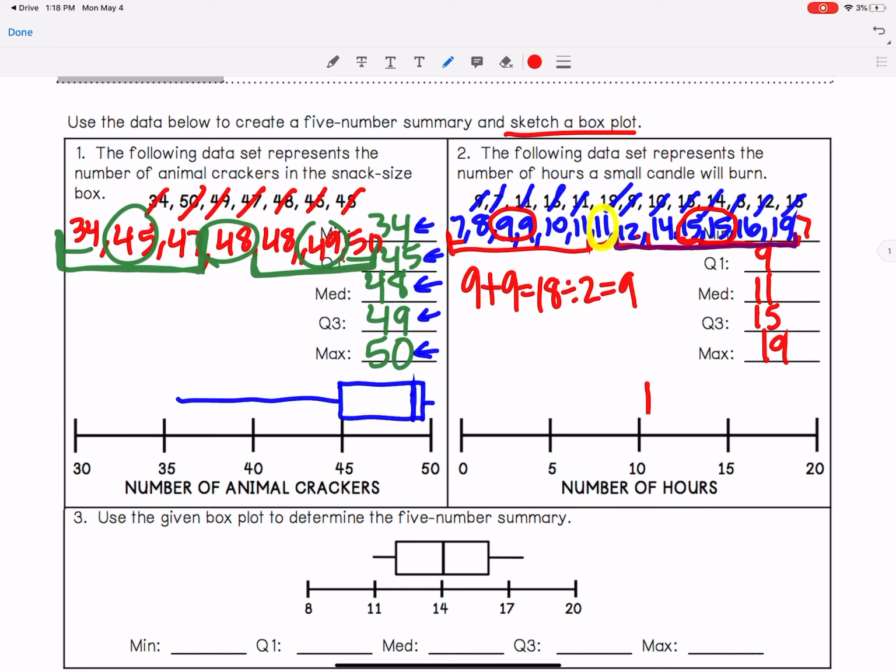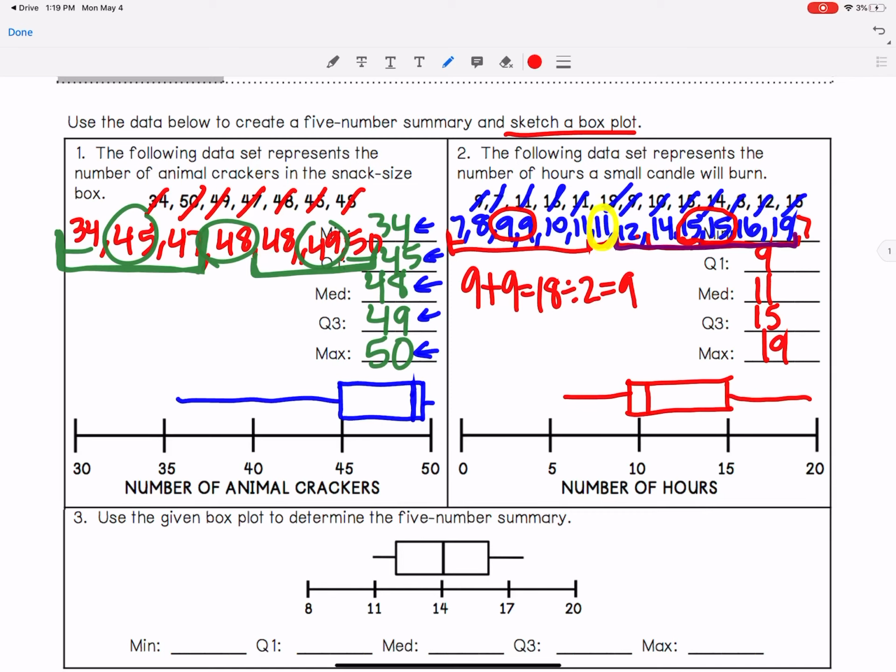My first quartile was 9. My third quartile was 15. Now that I have my 3 lines, I can go ahead and make a box plot. The minimum number was 7. Let's go down to 7. And my maximum number was 19. So let's go up to 19.